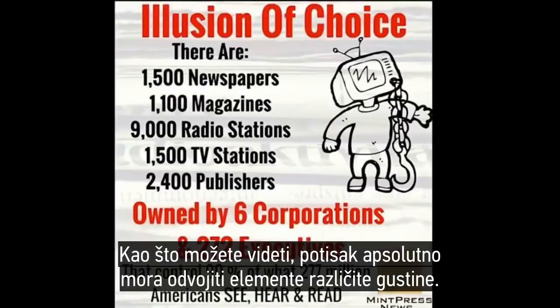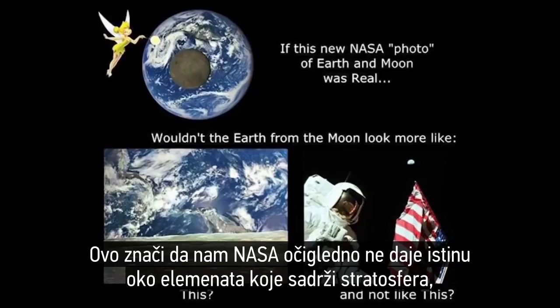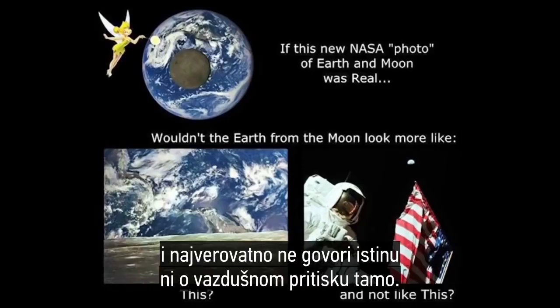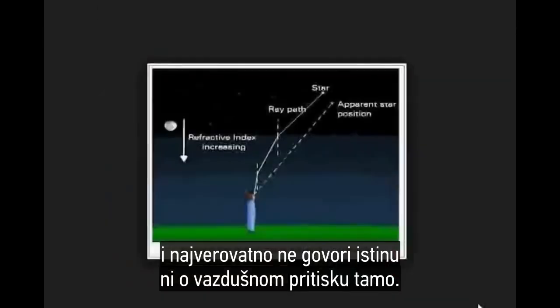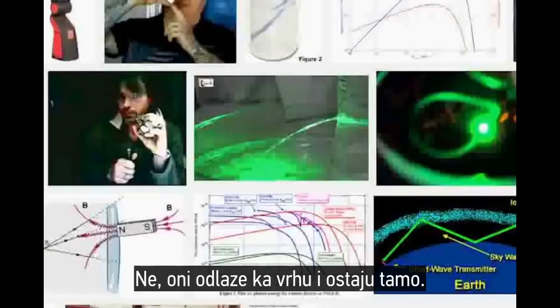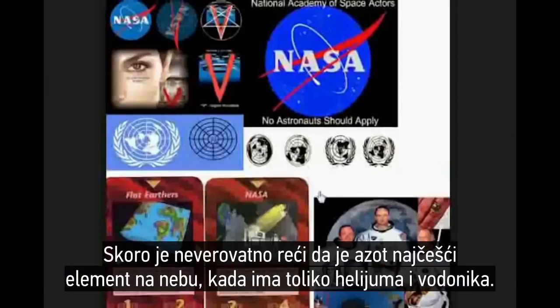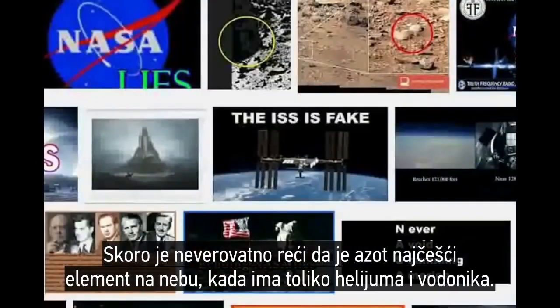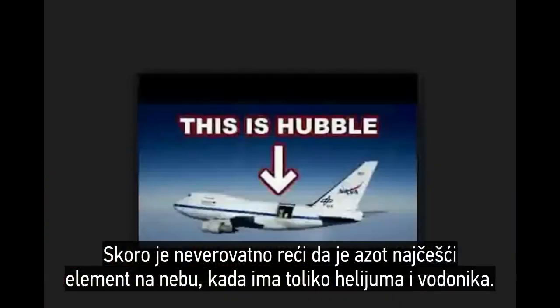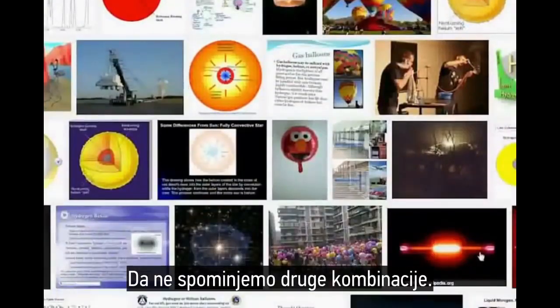As you can see, buoyancy absolutely must separate the elements of greater densities. This means that NASA is clearly not telling us the truth about the elements contained in the stratosphere, and they are probably not telling the truth about the air pressure there either. When hydrogen and helium rise, they obviously do not disappear. No, they settle at the top and they stay there. It is almost unbelievable to say that nitrogen is the most common element in the sky when there is so much helium and hydrogen rising. Not to mention other combinations thereof.